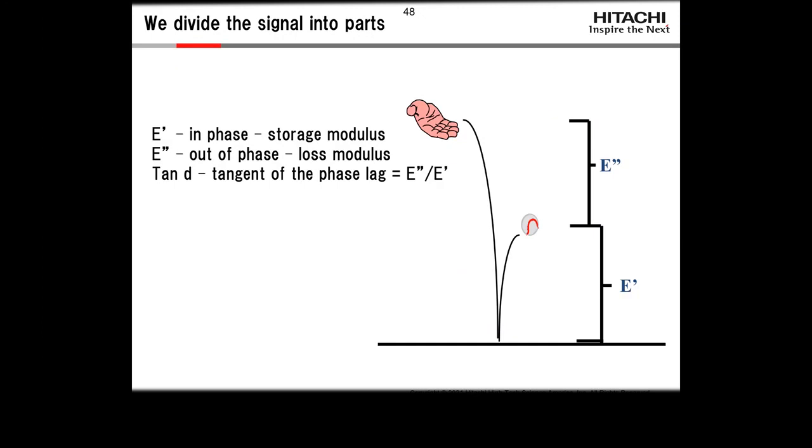Now, when we divide that sinusoidal signal into 2 parts, we get the in phase, the storage modulus, the energy we get back elastically. We get an out of phase, the loss modulus, which is the energy lost to friction and internal rearrangements. And then we get the ratio of the 2, which is kind of how good the material is at dissipating energy, and is sometimes called in the older literature damping.